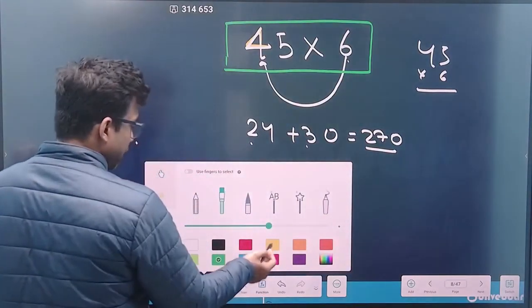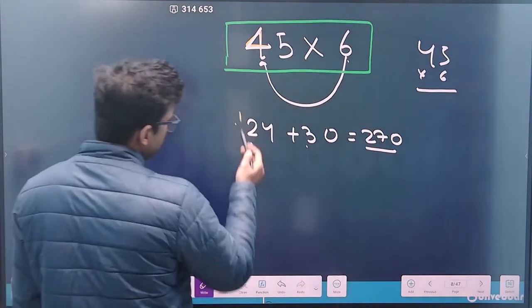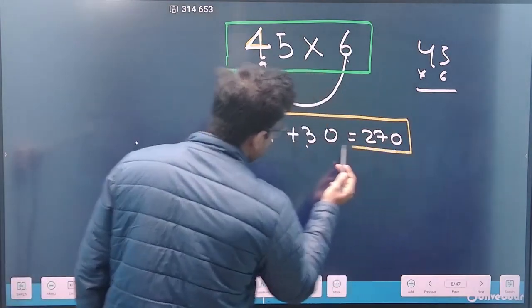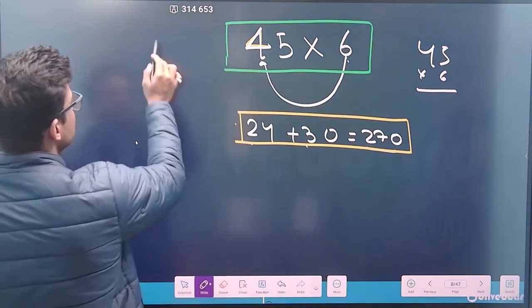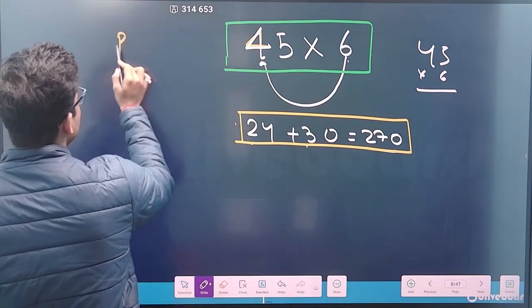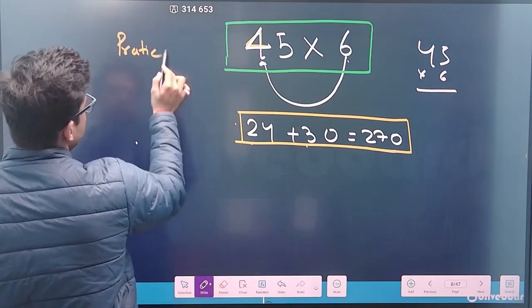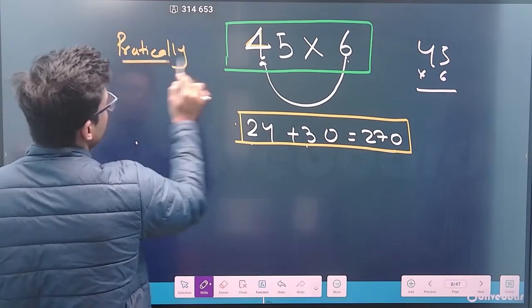Can we go for some other number? Try to get my point. This is not a trick. This is practically applicable, meaning you can apply this practically in problem solving.